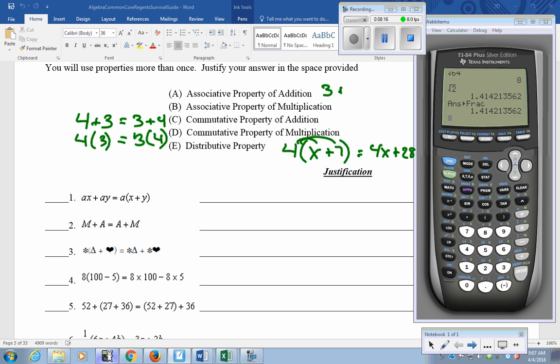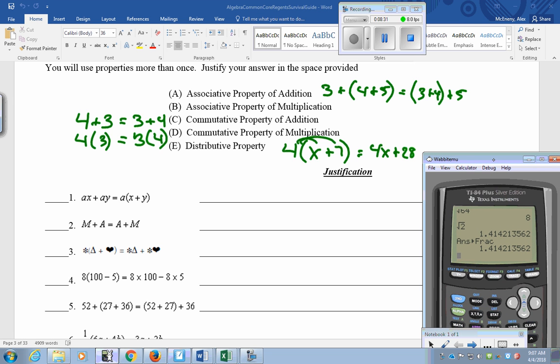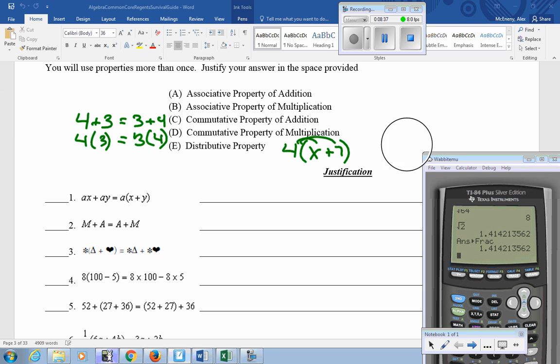And then with the associative property, similar to the commutative property except with multiple terms, like 3 terms, so something like 3 plus 4 plus 5 would be the same as 3 plus 4 plus 5, grouped differently. And then similar to that, multiplication again, same thing. So that's what you're going to do with the properties section on this survival guide.